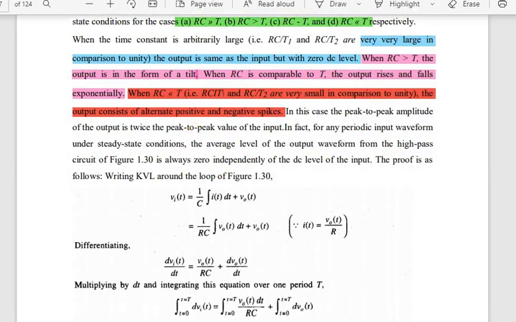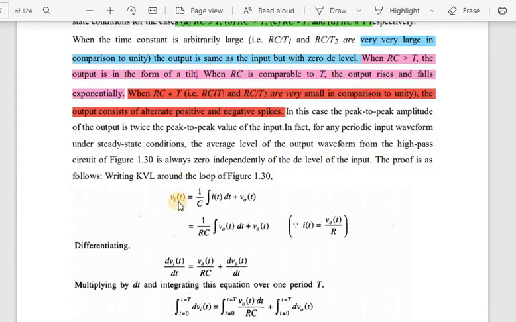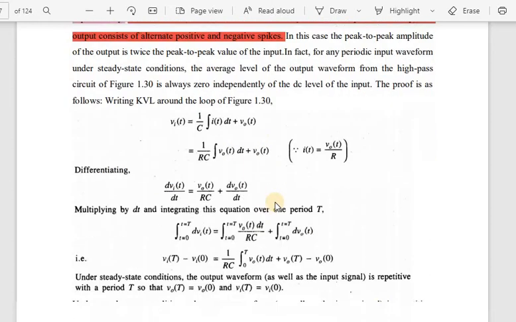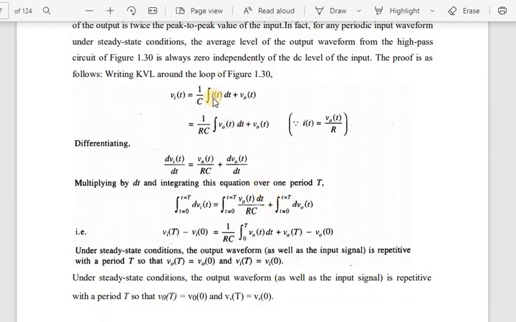Now the input voltage Vi(t) equals (1/C) integral of i(t) dt plus V0(t), input and output, both of which we have considered. Now this i(t), by using Ohm's law, we have i equals V by R.